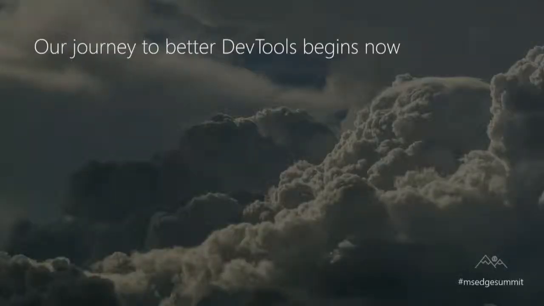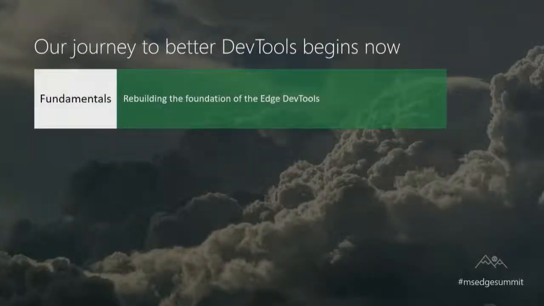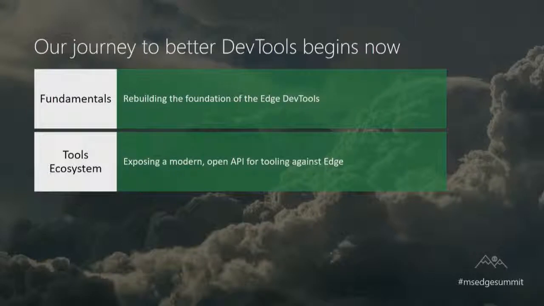So this is our journey starting now, and it really is three main things. We're going to double down on the fundamentals. We're redoing a lot of the infrastructure on the tools so that they're reliable, fast, and stable. And we're going to build into the tool ecosystem. So it's not just about the tools that we ship, but also tools that are out there and open source, Sonar, Lighthouse, whatever it is that you want to use against Edge. We're going to make that possible for those tools.